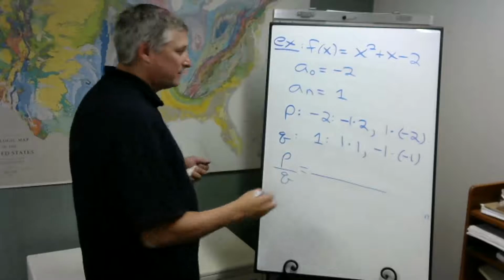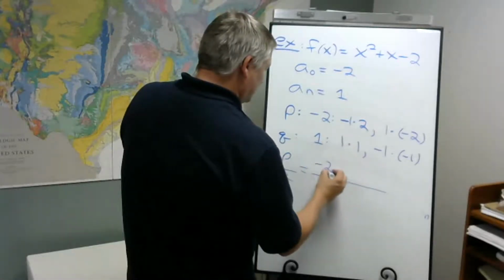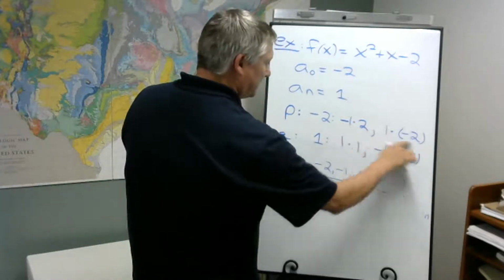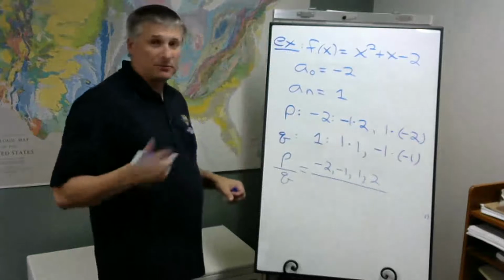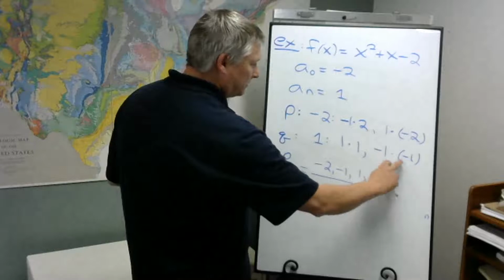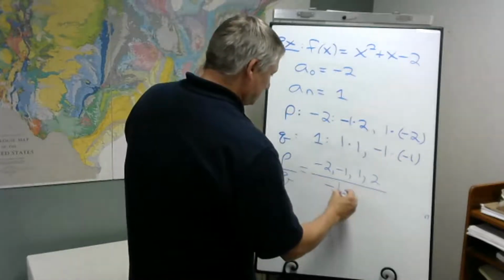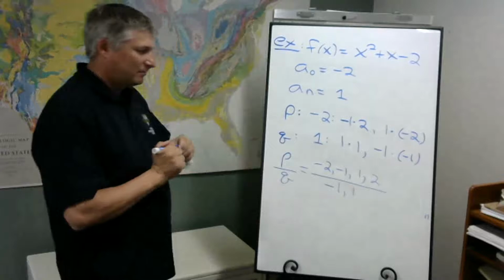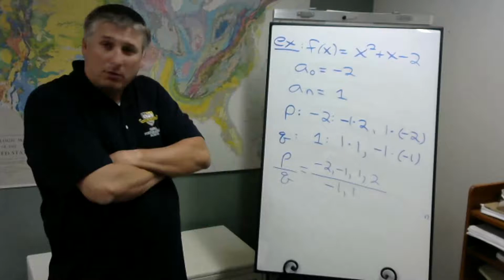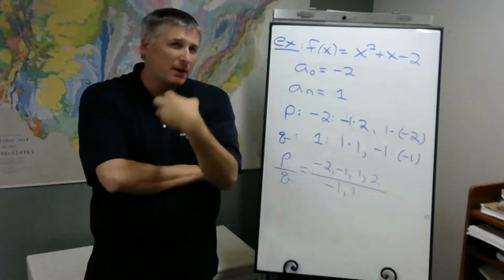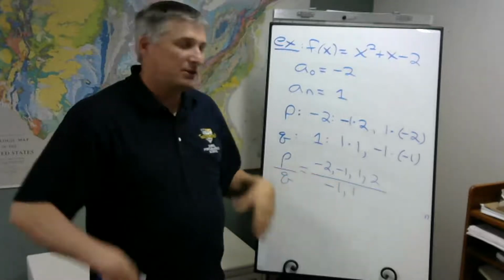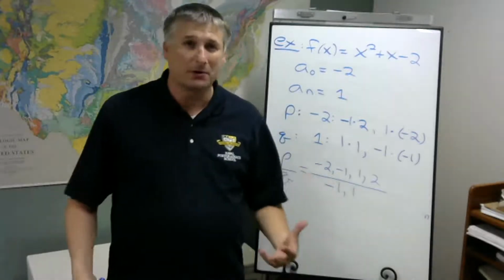Well, what are the different factors that we have? Well, we have -2, -1, 1, and 2. And I'm looking at the factors up here for the possible factors of P. For possible factors of Q, we just have either +1 or -1. And so that sets up the ratio of P over Q. Now what we're going to do is this. We're going to come up with every possible combination of a P number over a Q number. And that's going to generate all the possible rational zeros.